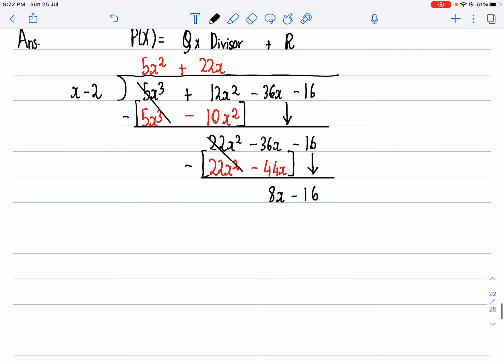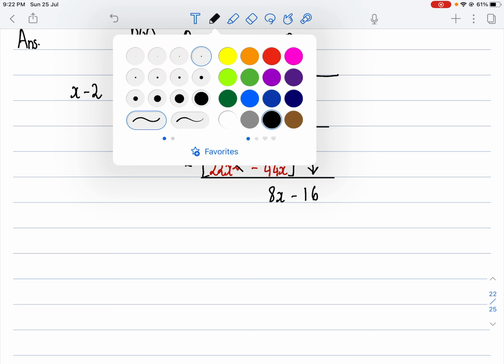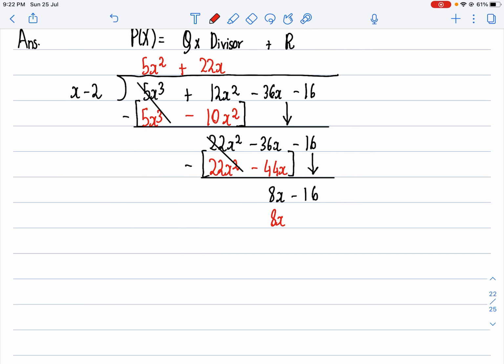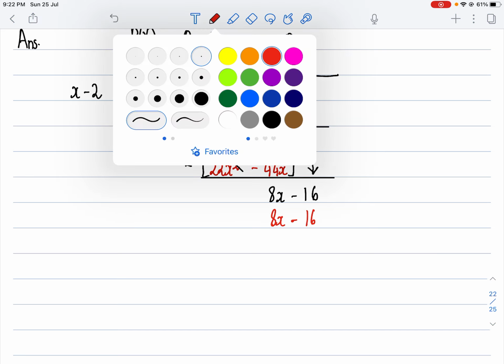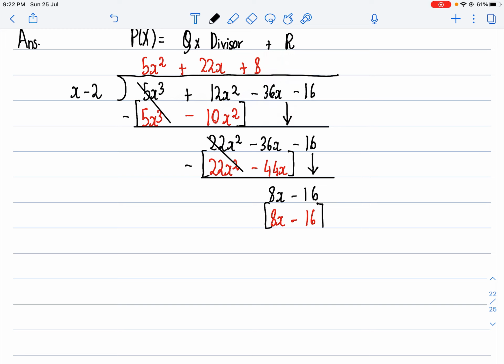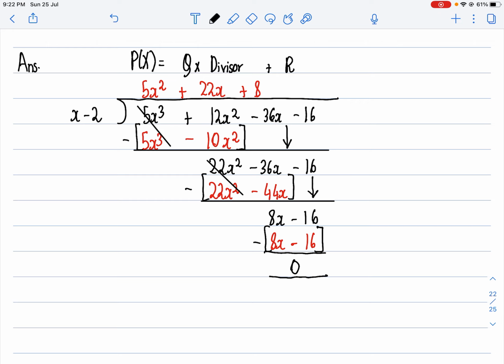Now what should I multiply to x here to get an 8x? Correct? I basically need an 8x here. I can simply multiply this to 8. And negative 2 into 8 will give me negative 16. So I simply get negative 16. Now I can multiply this full thing by negative. When I do that, I get my answer basically as 0, which is justified as I know x minus 2 is a factor. But now I've got the quotient which I needed.